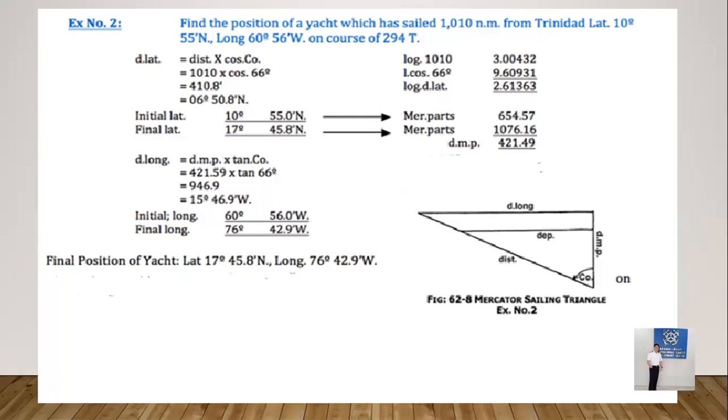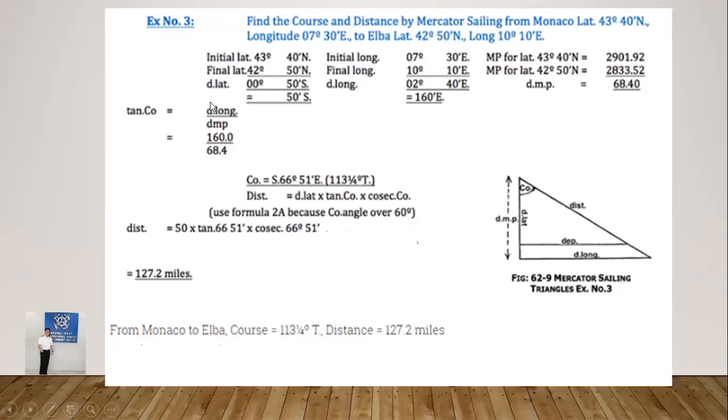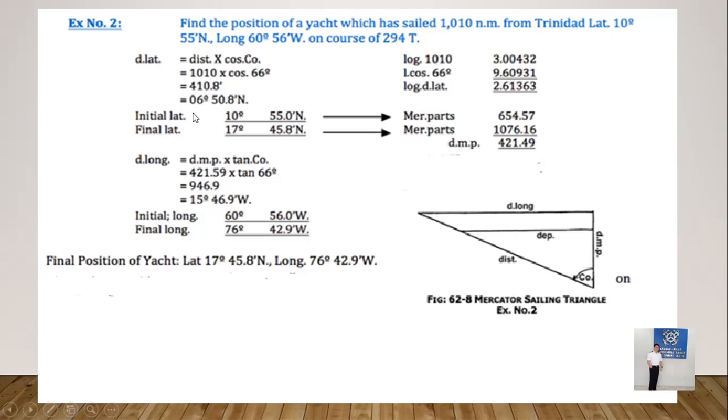Okay, so you get your DLAT. DLAT, given the formula, is equal to distance times cosine course. So given with this one are the distance and course. Okay, 1010 nautical miles times cosine of your course, 066 degrees. Multiply it, you get 410.8. Then divide by 60. You get 6 degrees 50.8 minutes north. So that will be your difference of latitude.